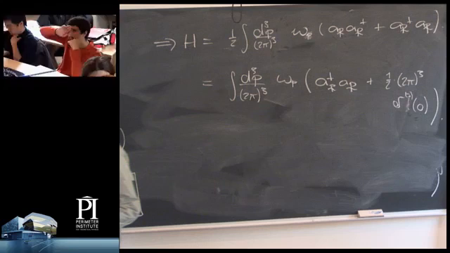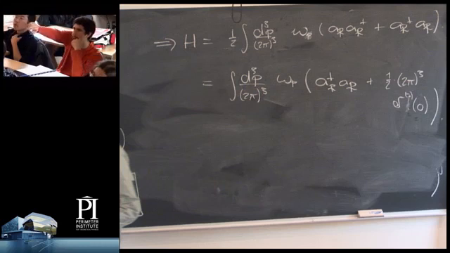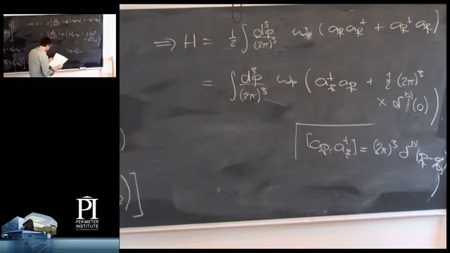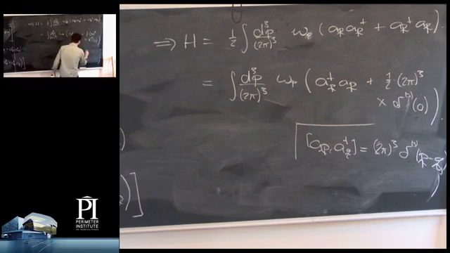Sorry, I think I missed the logic between the step on the top of the board and the step right under it. This is a_p, a dagger_q. Let me just make sure I get my minus signs right. Two pi cubed, delta 3 of p minus q. Oh, so it's this, p is equal to q, which is giving us this delta. Yeah, thanks.